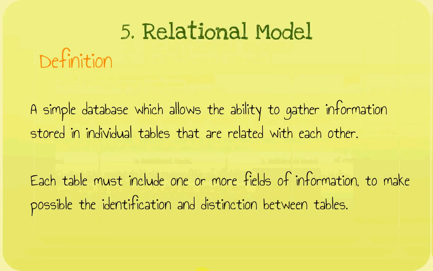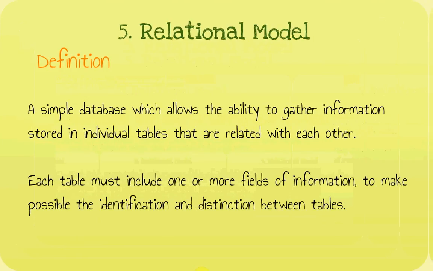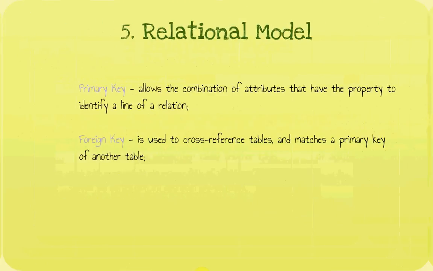Then we created the relational model diagram. That's a simple database which allows us to gather information stored in individual tables that are related with each other. Each table must include one or more fields of information in order to make possible the identification and distinction between the tables. In this relational model diagram, we're going to talk about keys, the primary key and the foreign key.